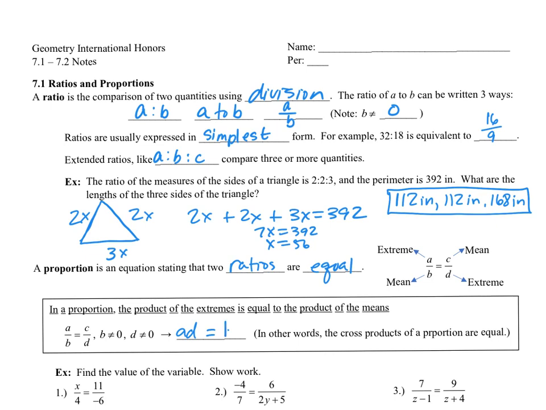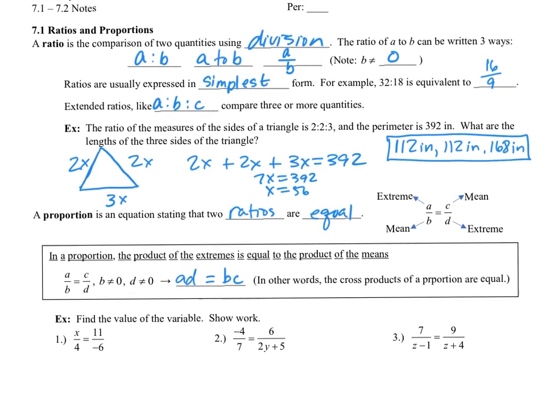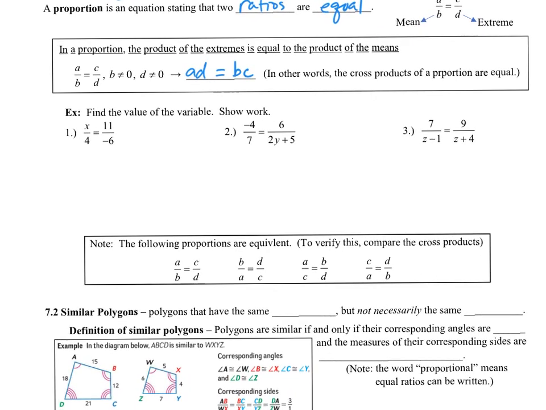All right, now, what you have probably heard in the past, and what we'll use a lot, is that, in other words, the cross products of a proportion are equal, okay? So whenever we have a proportion, those cross products will be equal to each other. So we can use that fact to solve some proportions when there are unknowns involved. So let's look at these examples.